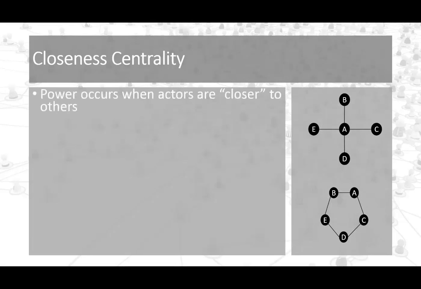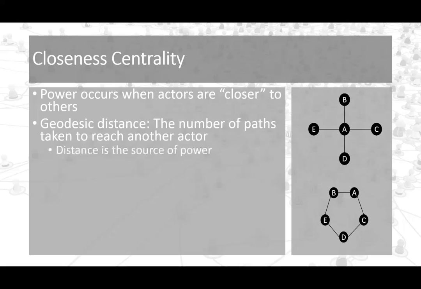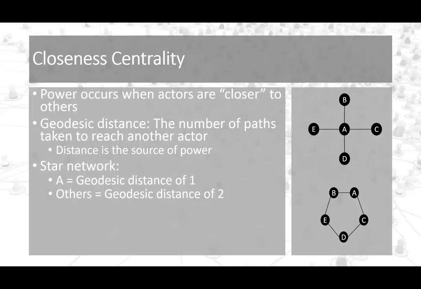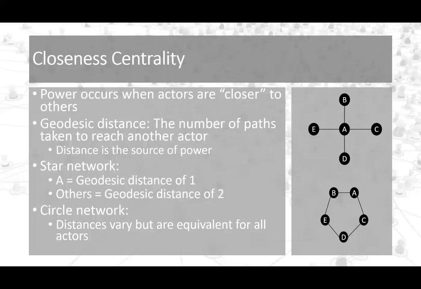Now let's take a look at closeness centrality. For closeness centrality, the idea here is that power occurs when actors are closer to one another, right? So what that means is actor A can get to somebody else faster than maybe actor B or actor C, right? So power occurs when actors are closer to others, and this is defined by an idea called geodesic distance, which is the number of paths taken to reach another actor. So the number of paths in order to reach somebody else is the source of power.